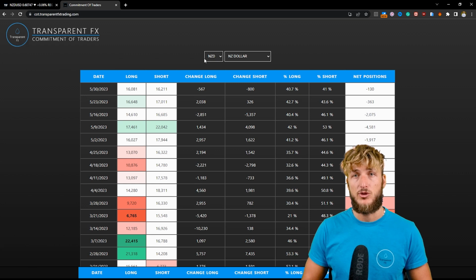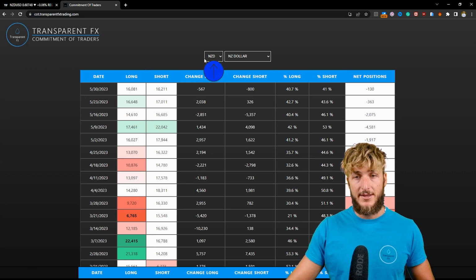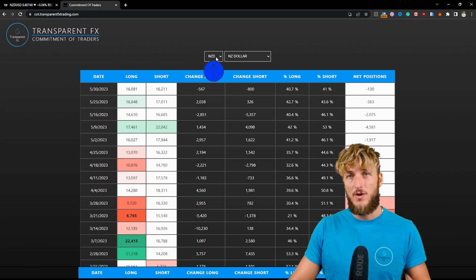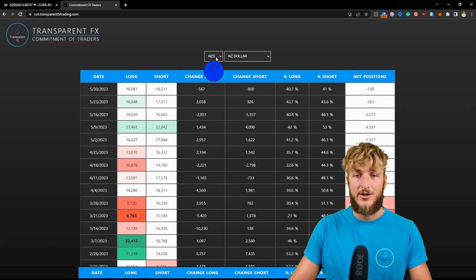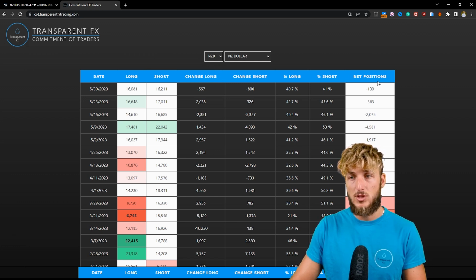The first thing that we have to keep in mind is that if we are checking the data for the NZD, we are actually already checking NZDUSD, because all currencies on the spot are traded against the USD.